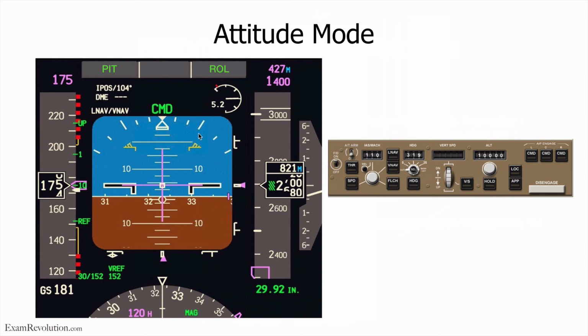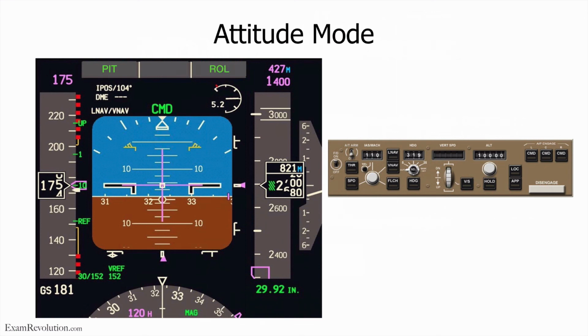So as long as the autopilot is on, if you deselect any mode that you have selected, it's going to revert back to its basic modes, which is called the attitude mode. It's pitch mode and roll mode. It will literally just keep wings level and maintain the current pitch attitude that you are at. In this case, it's 4 degrees.